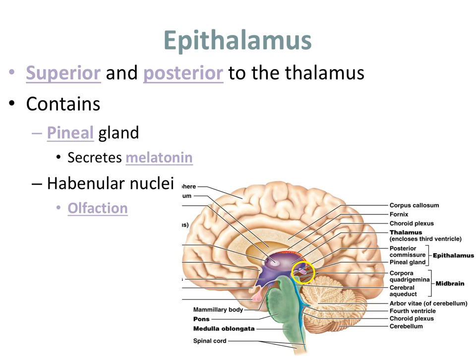The other function of the epithalamus is olfaction. There's a structure within the epithalamus that includes the habenular nuclei. So it's a group of cells that deal with smell. This is why it's larger in the sheep. The sheep have a more refined sense of smell than we do as humans.